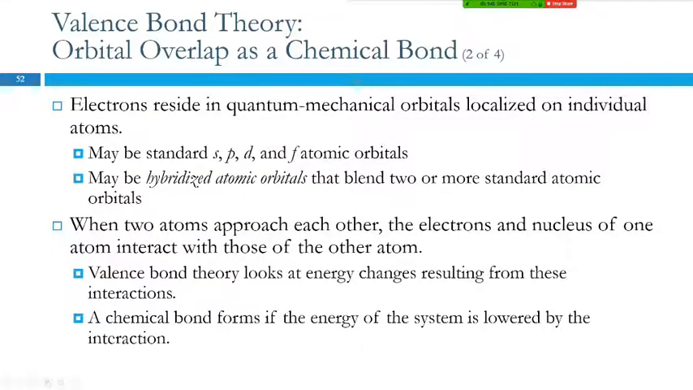So, quick review. We understand that electrons reside in quantum mechanical orbitals that are localized on individual atoms. Those are s, p, d, and f atomic orbitals. So when we have two or more atoms bonded together in a molecule, those orbitals can hybridize.